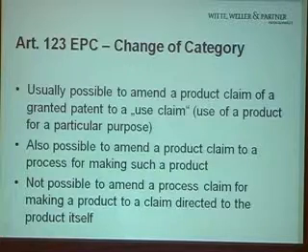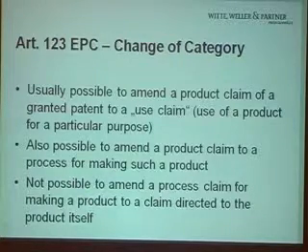So why should that be allowed? A product claim protects everything. It also protects every use. So an amendment to use of a product for a particular purpose would be a narrowing of the claim. However, usually that's only possible if the particular purpose and the particular use is disclosed already in the specification. Otherwise, that's not possible. But in general, if there is sufficient support, then you would be allowed to make this change of category.